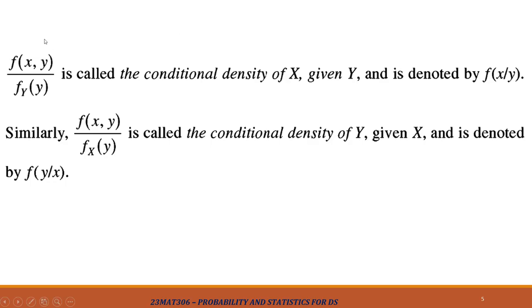Here, the notation f(x, y) divided by f_Y(y) is called the continuous conditional density of x given y, and it is denoted by f(x|y). Similarly, f(x, y) divided by f_X(x) is called the conditional density of y given x, and it is denoted by f(y|x).